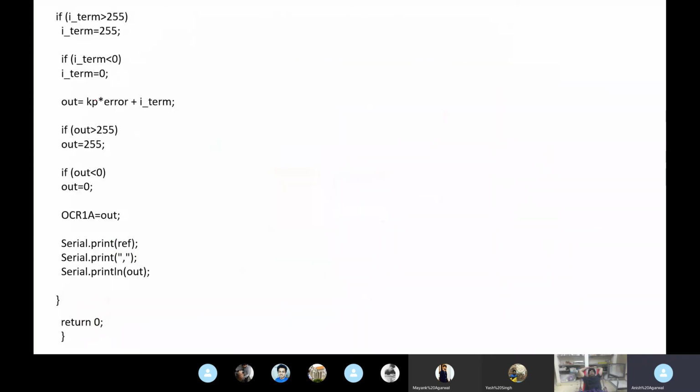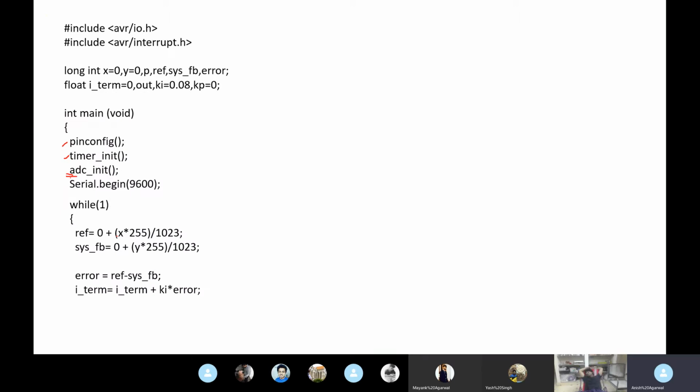This is the output, which is Kp into error plus I term, and the same constraint we have put here for the I term, because the maximum output is 255 and the minimum is 0. To avoid going out of that range, we have kept these constraints, and this is OCR1A out. Now this I'll explain when I explain the pulse width modulation. So, coming to pulse width modulation.